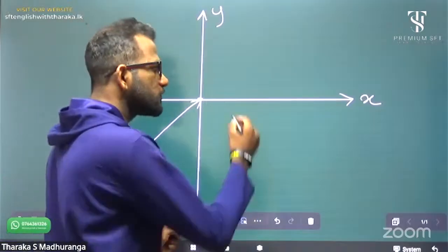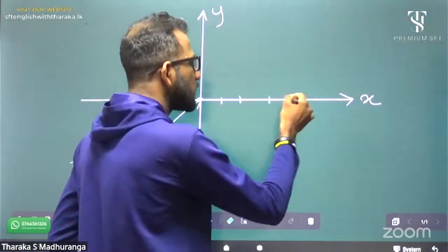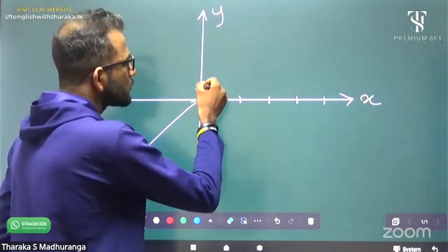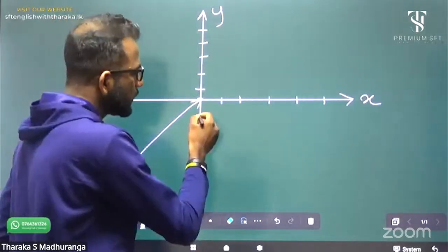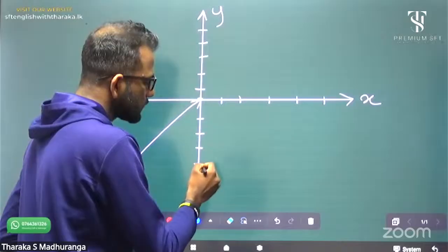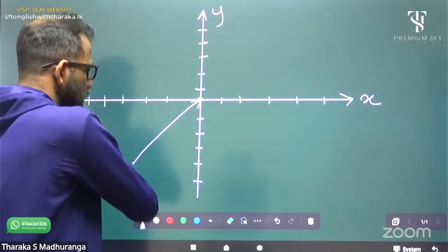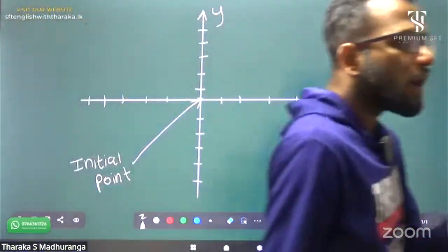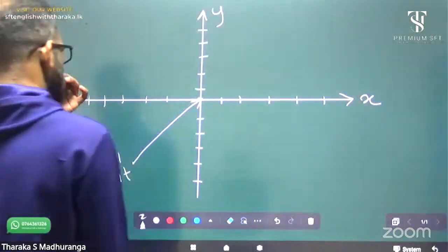This is the positive side of the x-axis, plus 1, 2, 3, 4, 5. This is the positive side of the y-axis. This is the negative side of the y-axis. This is the negative side of the x-axis. That's the base of the Cartesian plane.